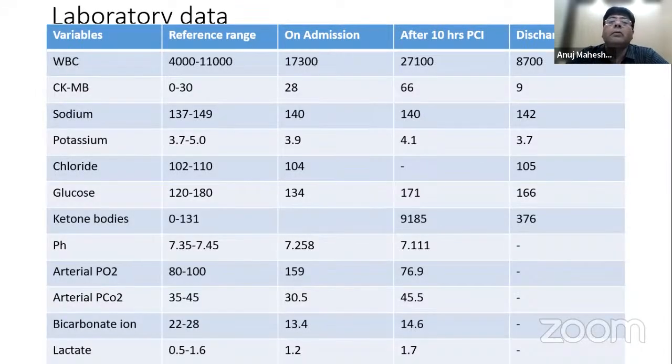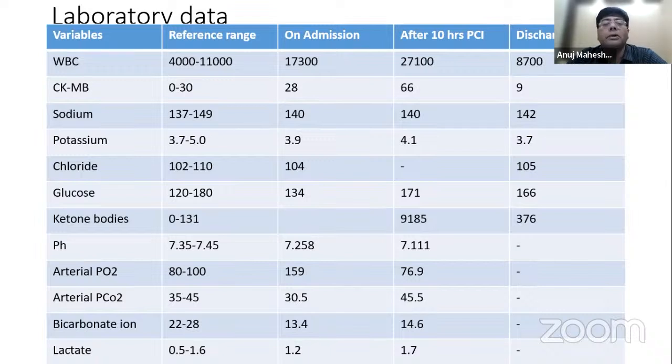So when he first reached the emergency room, at the time of admission, after 10 hours of the PCI, and at the time of discharge, you can see the various parameters and how they changed. WBCs were 17,300 at the time of admission, which rose to 27,100, and at the time of discharge they were 8,700. CKMB, an enzyme for myocardial injury, was on the higher side at admission, crossed the normal boundary and reached 66, almost more than double, after 10 hours of the PCI, but got normal at the time of discharge.